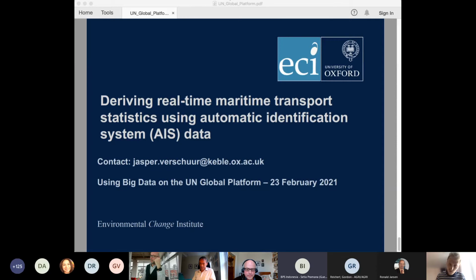Our team tried to access the AIS data from the Google platform, but it turned out that the system is a bit slow, so we cannot get the data directly right now. Is there any way that we can have access or speed up the access to the data so we can start to analyze it? Thank you very much.